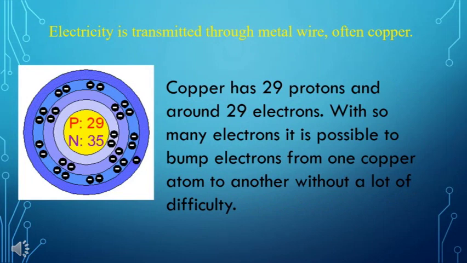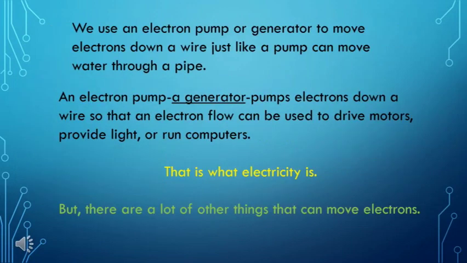Electricity is transmitted through metal wire, often copper. Copper has 29 protons and 29 electrons. With so many electrons, it is possible to bump electrons from one copper atom to another without a lot of difficulty. We use an electron pump or generator to move electrons down a wire, just like a pump can move water through a pipe. An electron pump, a generator, pumps electrons down a wire so that an electron flow can be used to drive motors, provide light, or run computers. That's what electricity is. But there are a lot of other things that can move electrons.